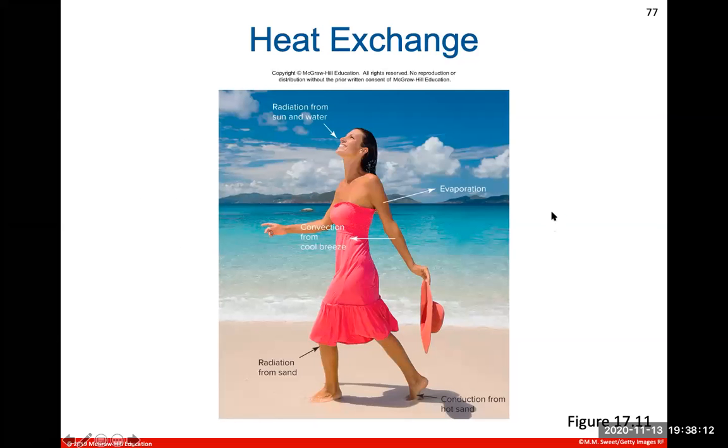So here's a look at heat exchange, showing the different examples that we just talked about: radiation from the sun, evaporation of the sweat and water from inside the body, convection from the cool breeze, and radiation from sand, and conduction, direct contact from the hot sand.